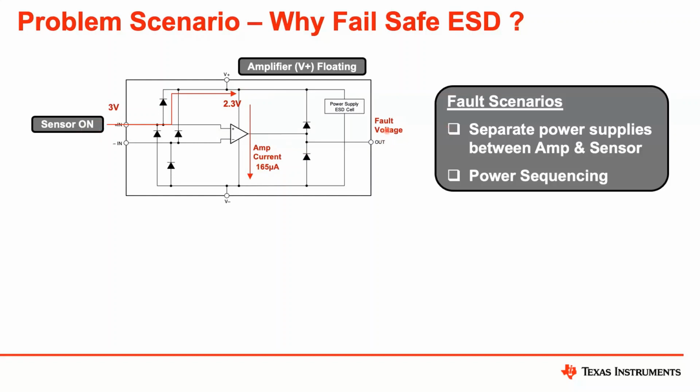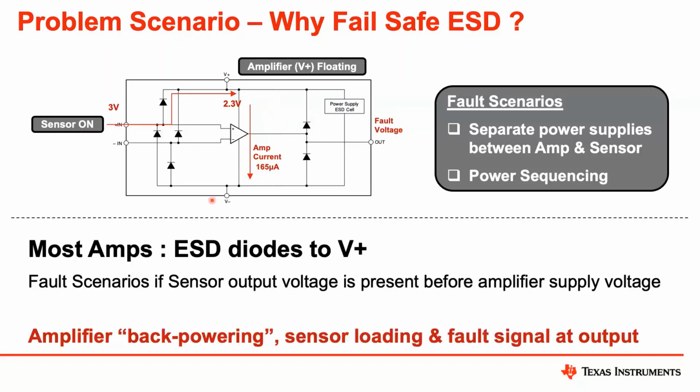And more than that, it could also create a possible fault voltage at the output, depending on what you have on the feedback network. So this is a problem that most of the amplifiers have. The back powering, as we call it, which is powering the amplifier through the sensor, causing sensor loading and false signal at the output.